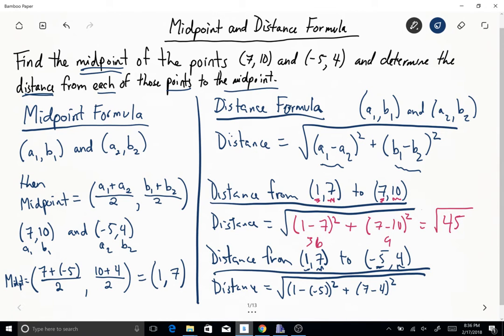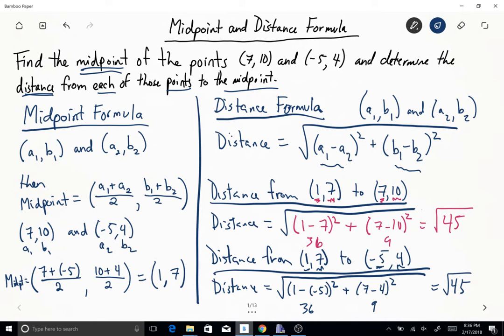And so notice this is 1 plus 5 essentially, which makes 6, and we square that, we get 36. And 7 minus 4 is 3, so we get 9 there. So this thing equals the square root of 45 as well. And so we have those two things being equal, which is good. That's what we expect to have happen if it's a midpoint, right?